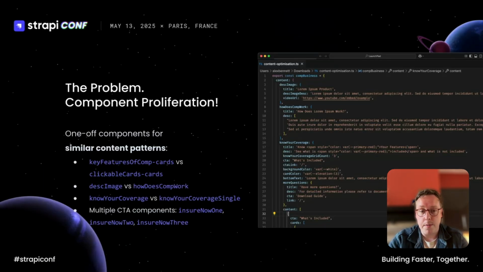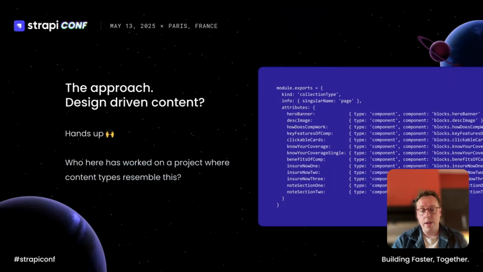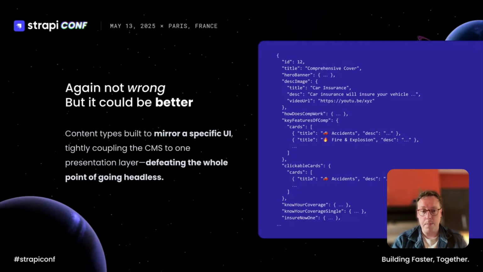So the problem here is component proliferation. You've got a bunch of one-off components that are basically doing the same thing. They've got the same content structure. They've got the same type of fields, even if those fields are named differently. When you abstract away the content from the actual schema, you'll see that we can do quite a lot of improvements here. So the approach that they've taken here is design-driven content. You can see that their content type is just full of one-to-one reflections of what their UI no doubt looks like. And again, it's not wrong, but it could be better.